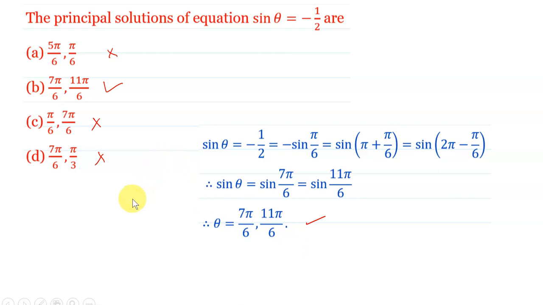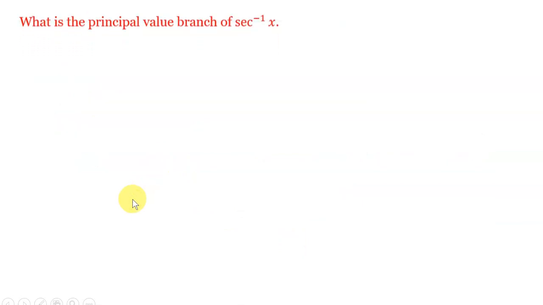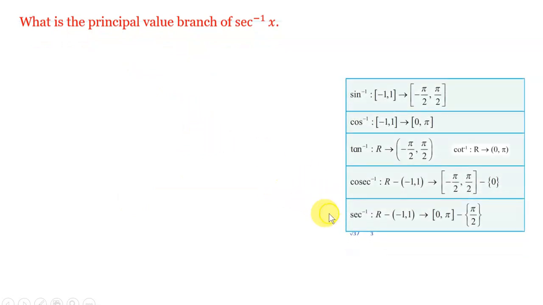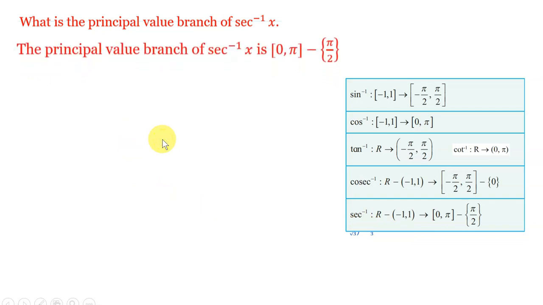Next, what is the principal value branch of sec inverse of x? The principal branch of sec inverse of x is 0 to pi, minus pi by 2. Therefore, you should learn this chart.